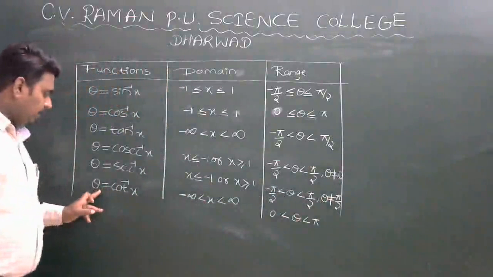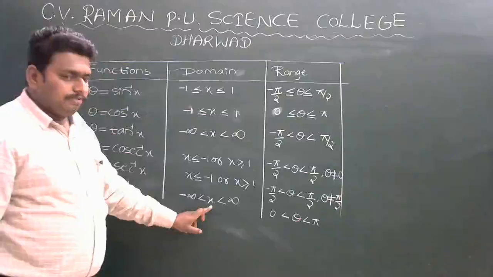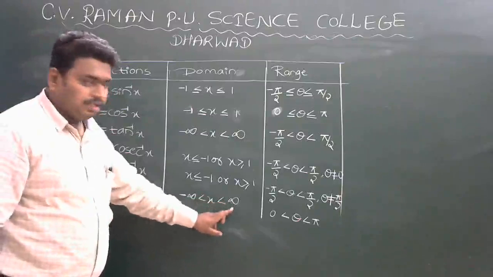The last one, theta equals cot inverse of x. Your x lies between minus infinity to plus infinity.